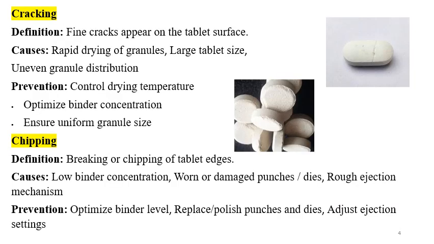Then cracking. Cracking and chipping. These are the two defects. Cracking means fine cracks appear on the tablet surface. Causes are rapid drying of the granules and the large tablet size. Uneven granule distribution is another cause. Prevention is to control the drying temperature, optimize binder concentration, and ensure the uniform granule size.